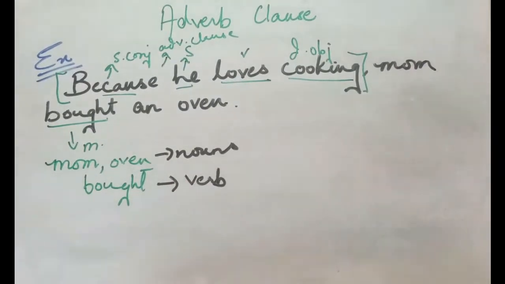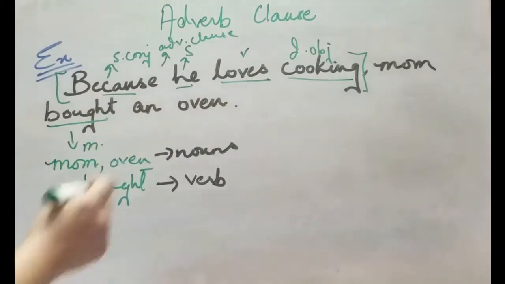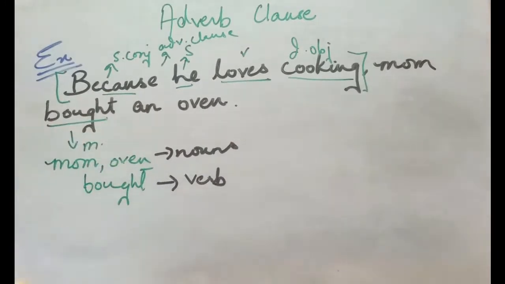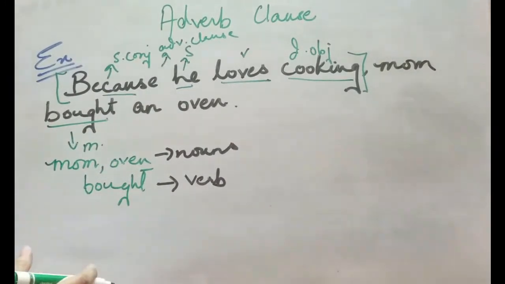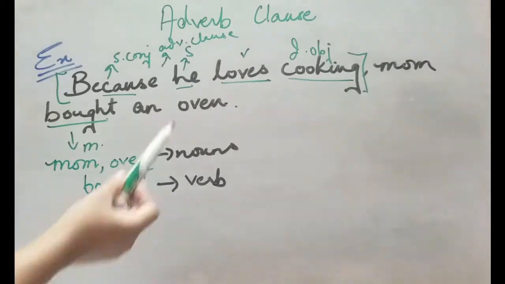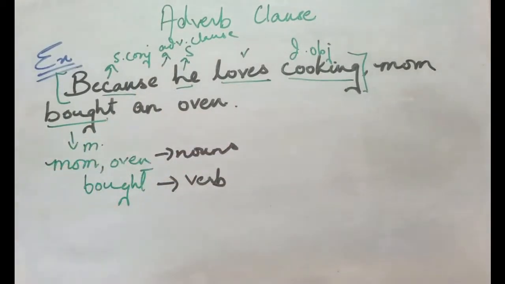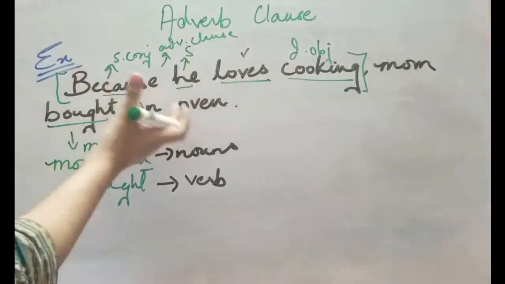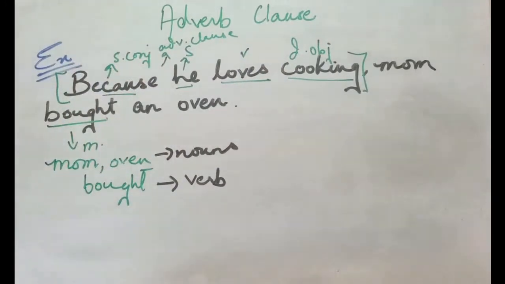I hope this is clear. Let's test it by asking the adverb question. Bought when? Mom bought an oven because he loves cooking. No, bought when is not the correct one. Bought where? Does the sentence tell you bought where? No. Bought why? Yes. Now you have got the reason. See, the subordinating conjunction because is coming over here. Bought why? Because he loves cooking. So this is clear. And they are always in four categories, and they are time, reason, contrast and condition.